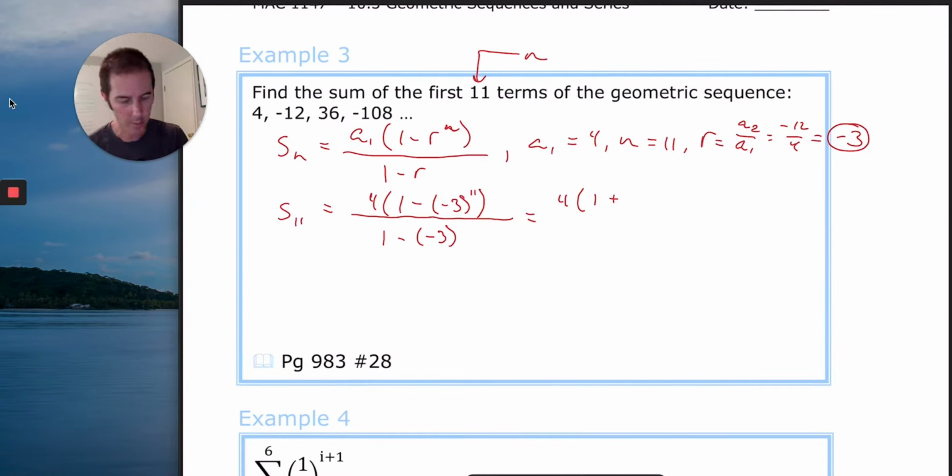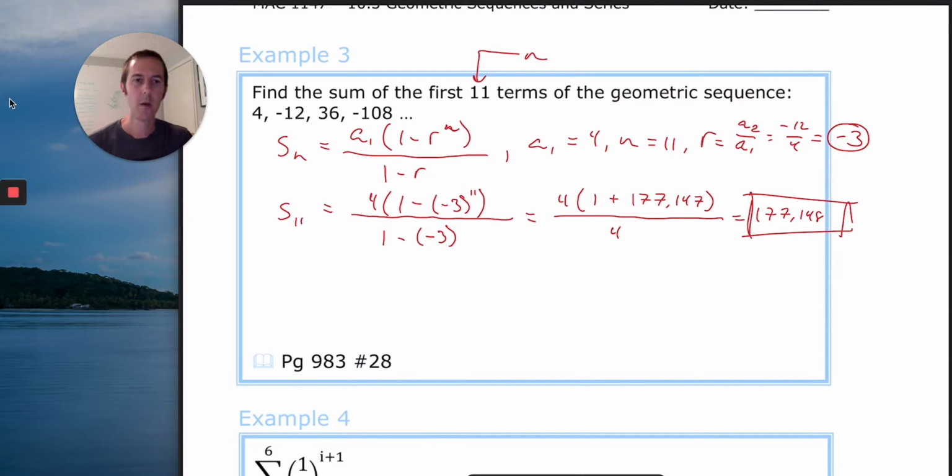It is 177,147. And then we're going to divide that by, isn't that convenient? Dividing by 4. So the 4s are going to cancel, and your final answer is going to be 177,148. Perfect. Not so bad. Very convenient that the 4s canceled there.